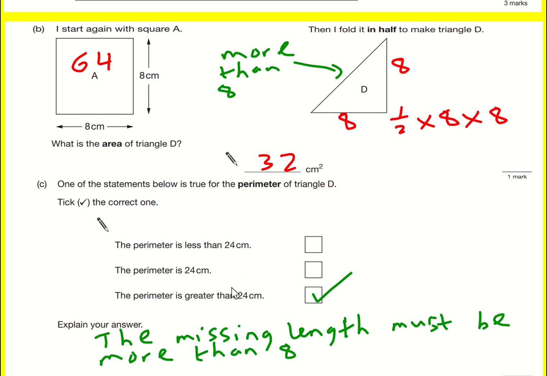I think that's enough. You could say that, well, then you have to add them up, so the overall perimeter must be greater than 24.